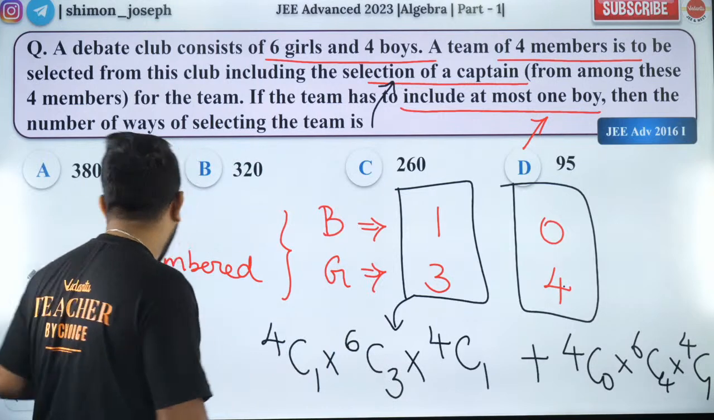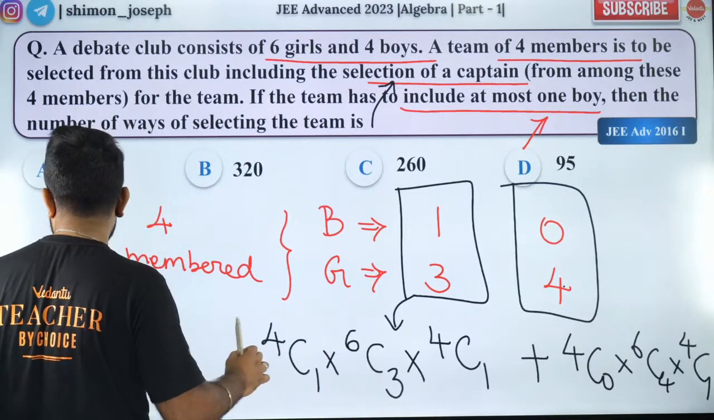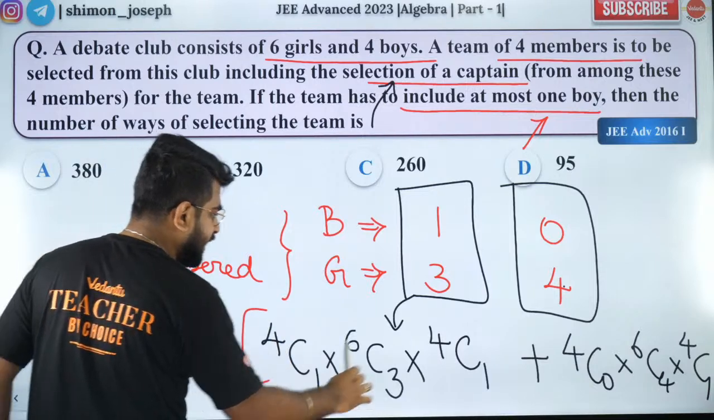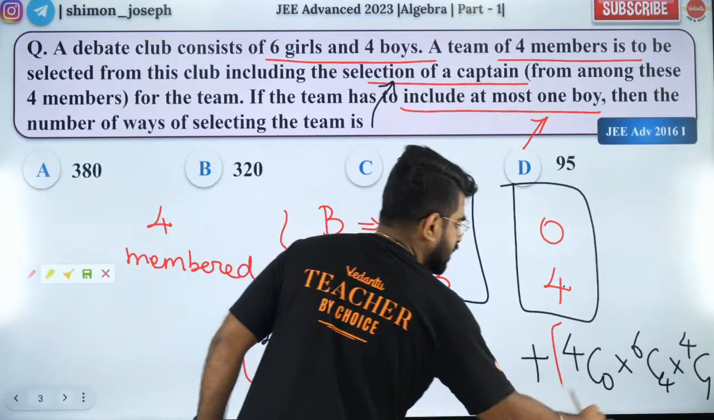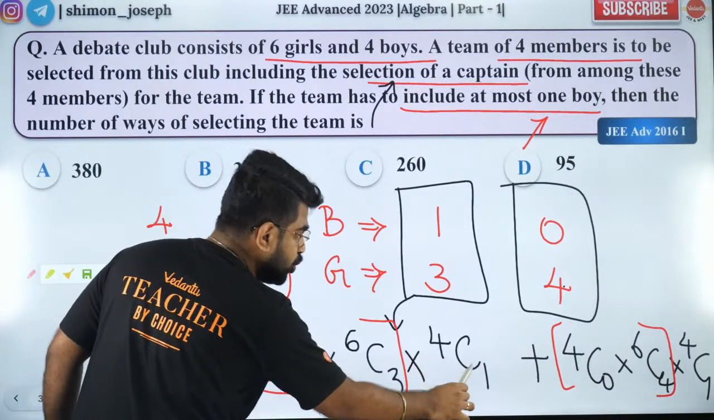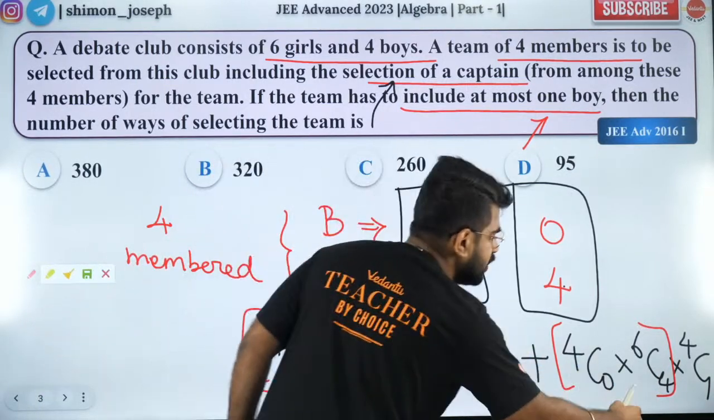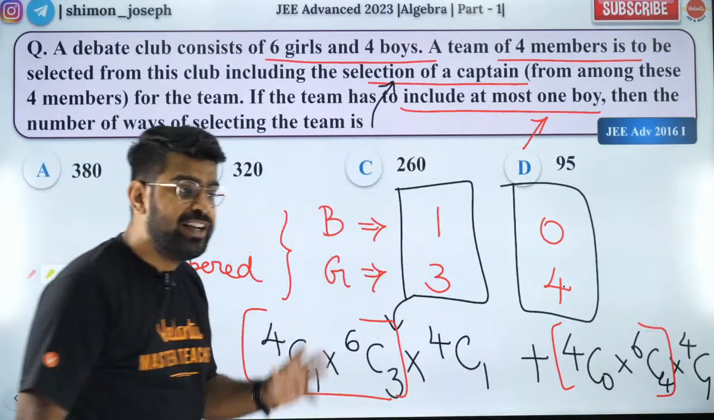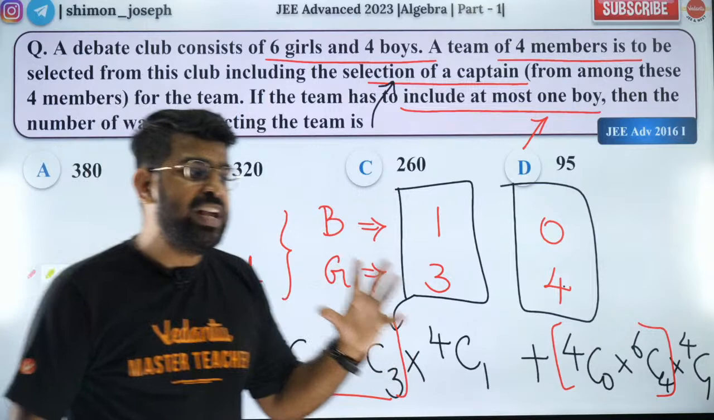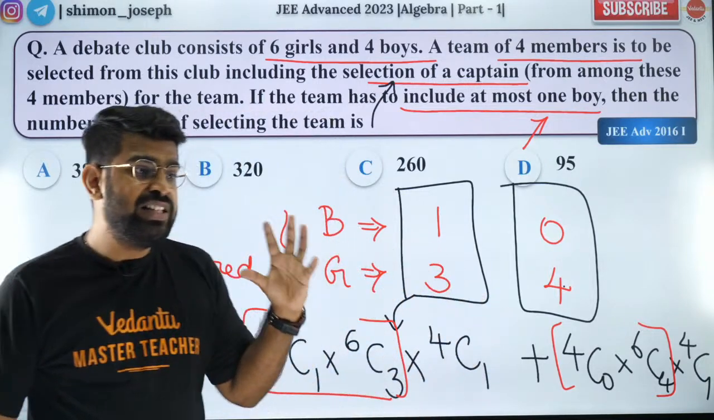So after I form the team, so this is team formation. Everybody listen carefully. This is team formation. After the team is formed, I choose the captain. Did you all get it? Everybody cool with this? So Priya Kumari says option C, 260.